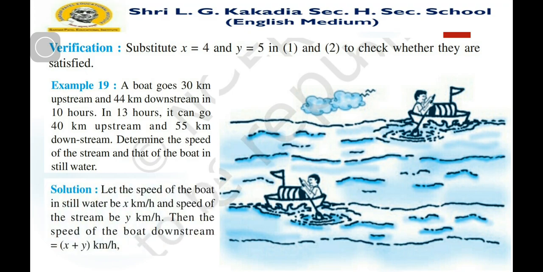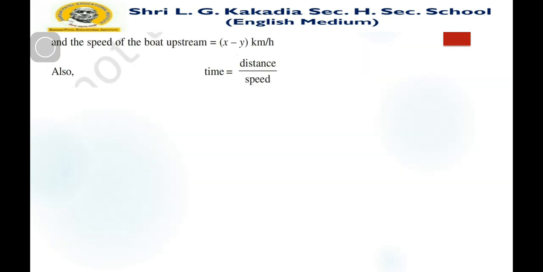Let the speed of the boat in still water be x km per hour and the speed of the stream be y km per hour. Then the speed of the boat downstream, that is x plus y kilometer per hour, when it moves with the flow, the speed of the boat and the speed of the stream both add up, so it will be x plus y kilometer per hour. And when it is upstream, the direction of the boat and the flow are opposite, so its speed will be x minus y kilometer per hour.